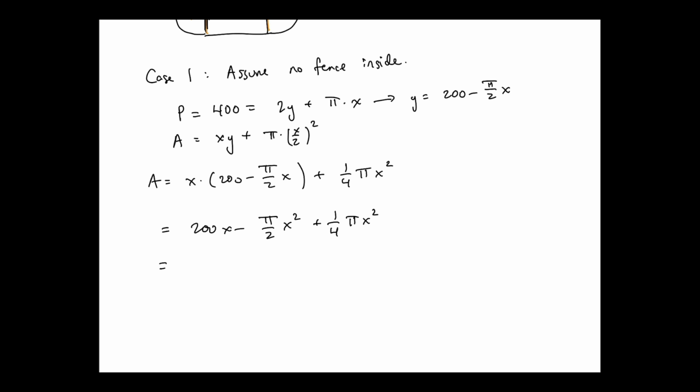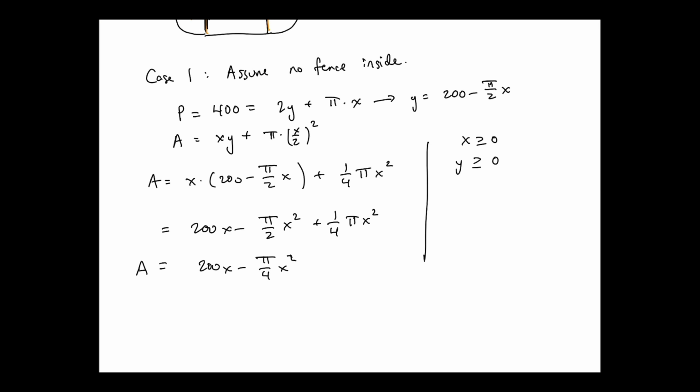I've got plus pi over 4 minus pi over 2 would be minus pi over 4. Okay? All right, good? So now what? That's A. That's what we want to maximize. While we're at it, what are the restrictions on our variables here? x has to be bigger than or equal to 0. y has to be bigger than or equal to 0. And obviously the total perimeter has to add up to 400, so that kind of constrains things.